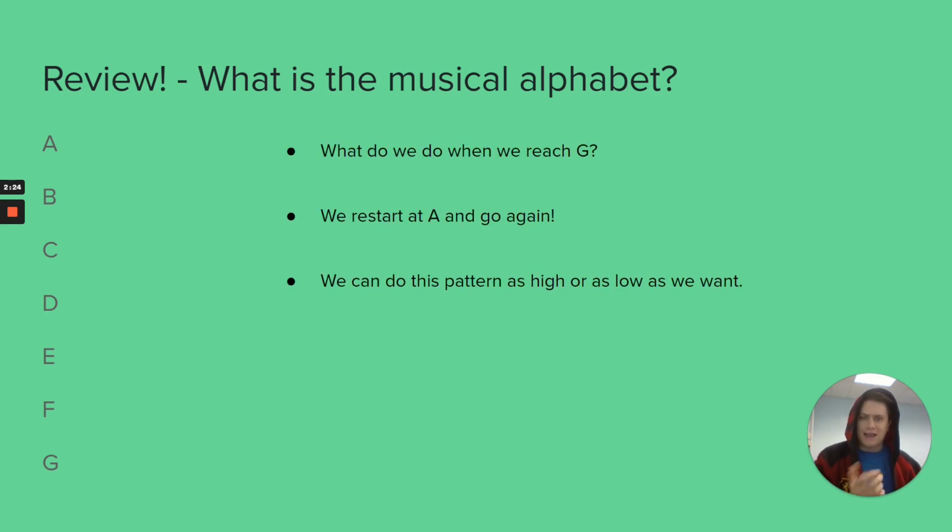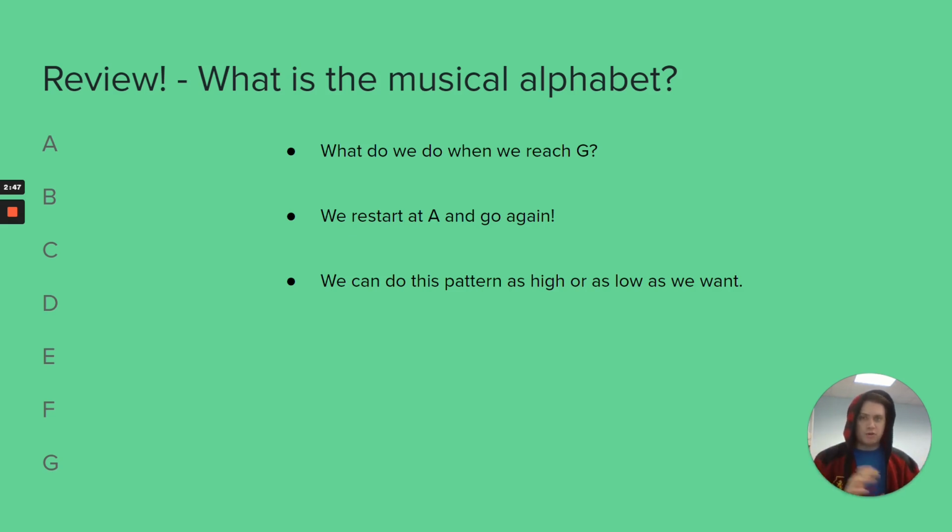We restart at A and go again. We can do this pattern as many times going up or as many times going down, backwards obviously, as we want. And we don't have to start at A. We can start at C or D. If we start at D, it'll go D, E, F, G, A, B, C. And then it restarts at D.